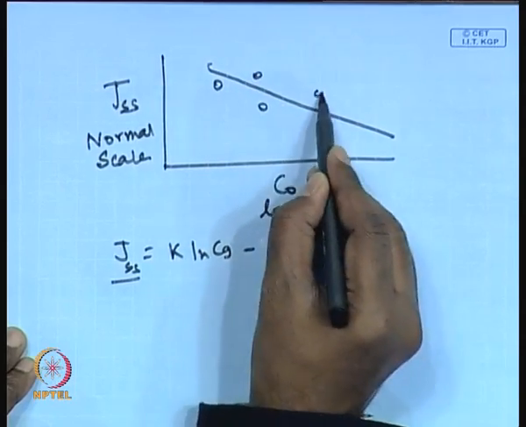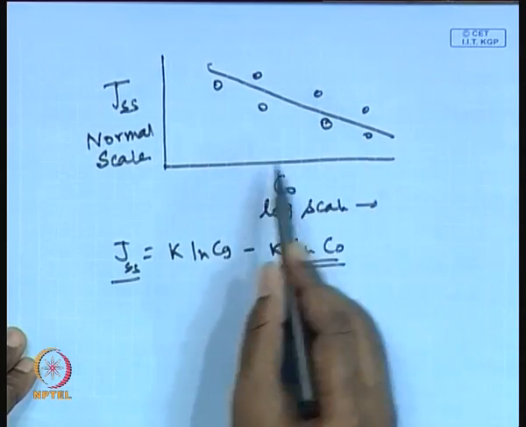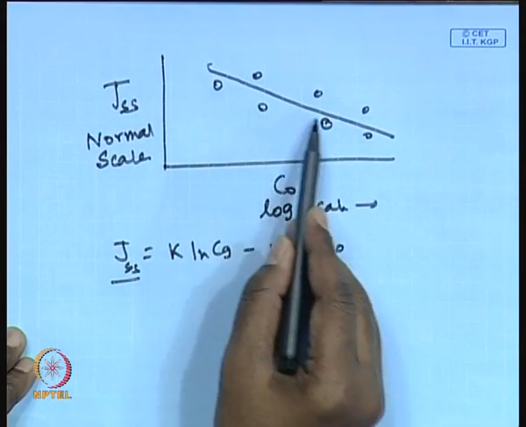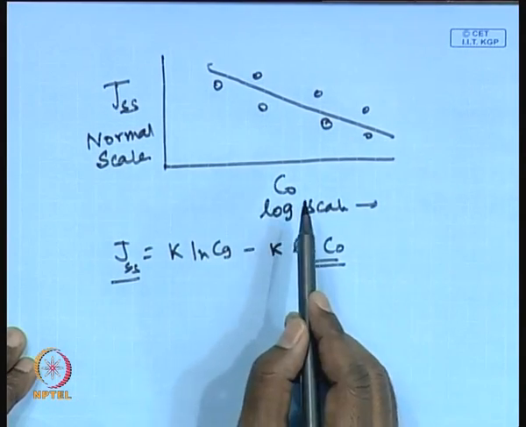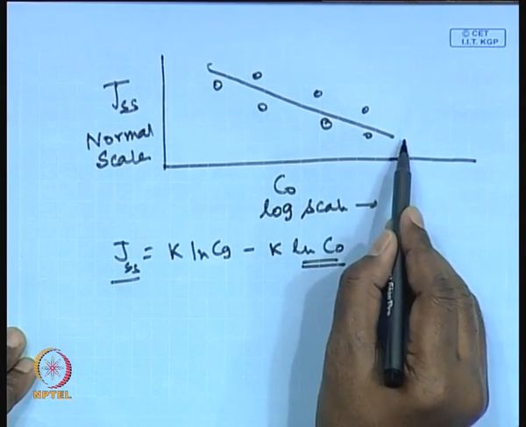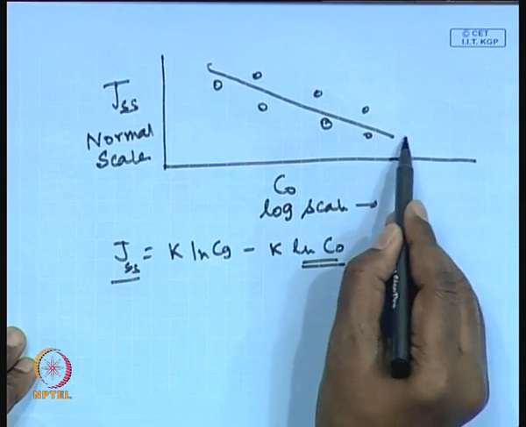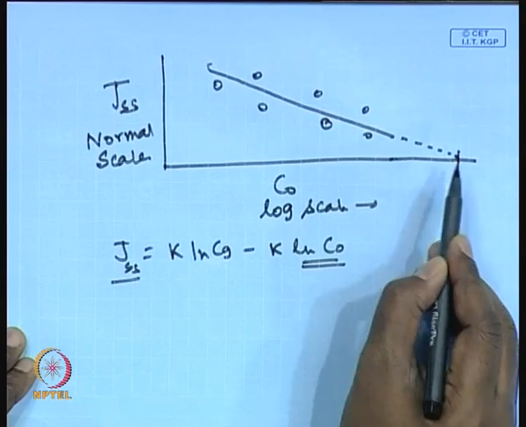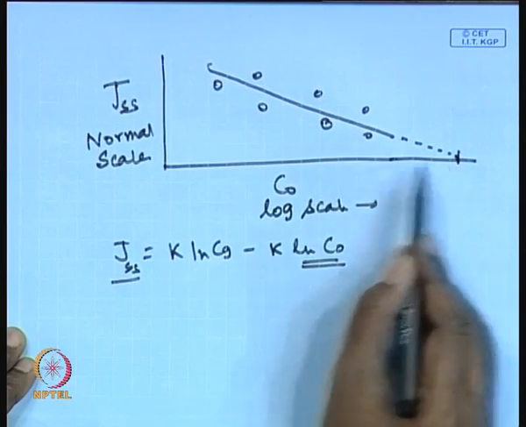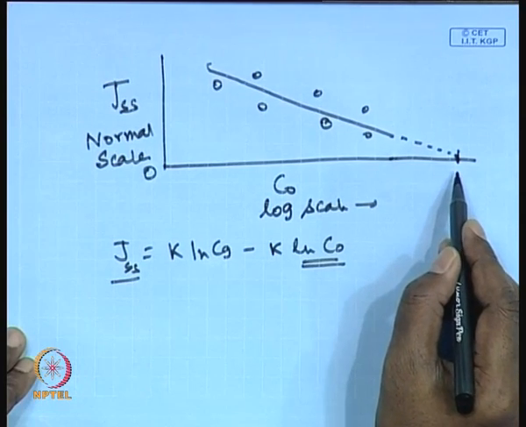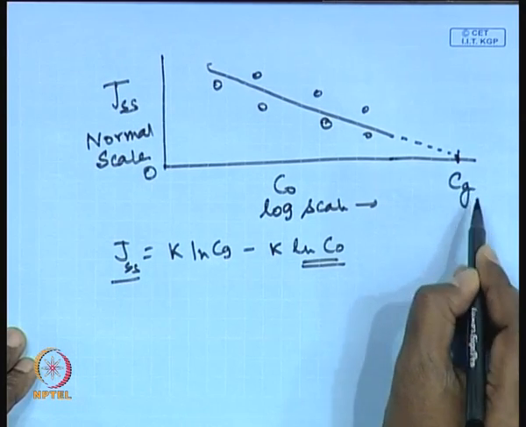Okay. So, these may be the experimental points of the steady state flux at 10 different feed concentrations. You will be getting almost a straight line of decreasing slope. Now, you are going to extrapolate this, and the point where J becomes 0, that particular concentration becomes the gel layer concentration, C gel.